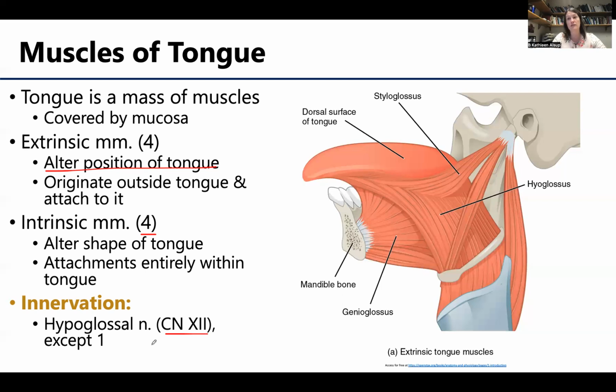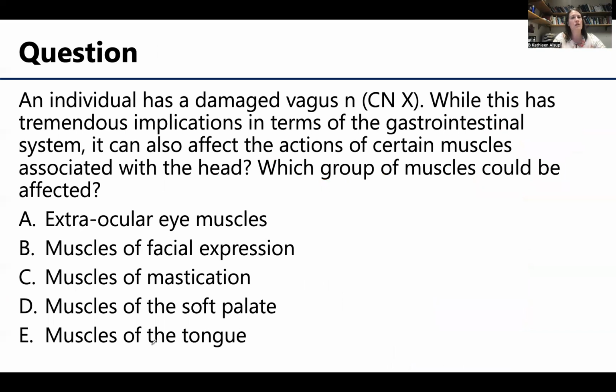So there's a lot going on in terms of muscles of the head. Some of these, you're going to have some attachments from the neck into the head, and we'll talk about some of those as we discuss those muscles. But let's do a quick review here. An individual has a damaged vagus nerve, which is cranial nerve 10. While this has tremendous implications in terms of the gastrointestinal system, also the larynx and the pharynx, and some of the parasympathetics associated with the heart, etc., you'll talk about that in more detail in other sessions. It can also affect the actions of certain muscles associated with the head. Which group of muscles would that be? So take a moment, try to answer this question.